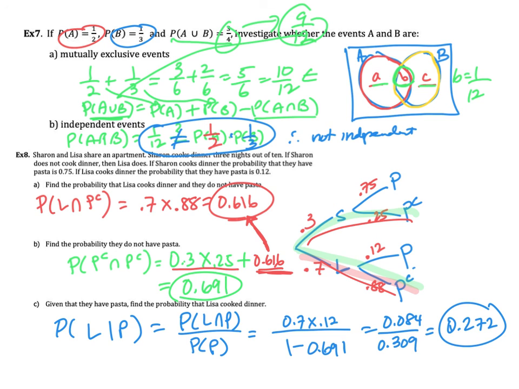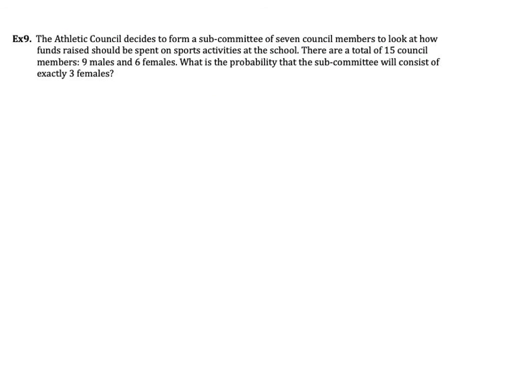And finally, what if they have pasta and Lisa cooked? So that's the intersection of Lisa and pasta, which is 0.7 times 0.12. And then divided by the probability of pasta. Well, we have not pasta, so we can just do 1 minus that, the complement. And then you should have ended up with 0.272. If you didn't get that, ask your teacher or check out the answer key. I think this is kind of the same as the answer key, but maybe not. So check it out.